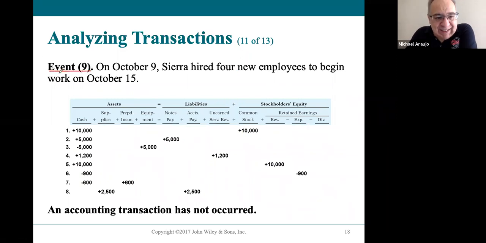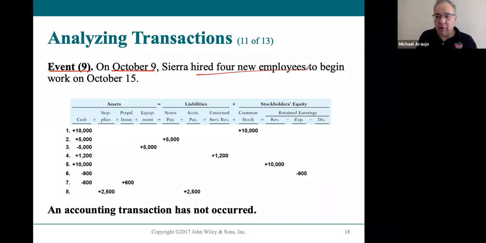Event number 9 happened on October the 9th. Sierra Corporation hired 4 new employees. I don't care whether they promised those employees $1 million a year. When you hire someone, you don't pay them up front. You say, okay, you'll start on Monday, I'll see you then. Even when they show up on Monday, you're not doling out the cash, right? They got to work first. You know how it is. You've all worked at some point in your life. You go to work, you have to work first, then you put in your time card, then they pay you on the next payday. So it's not a transaction until they pay you. Okay, so hiring people, not a transaction. No accounting is done.